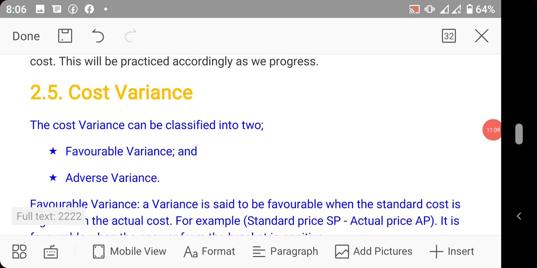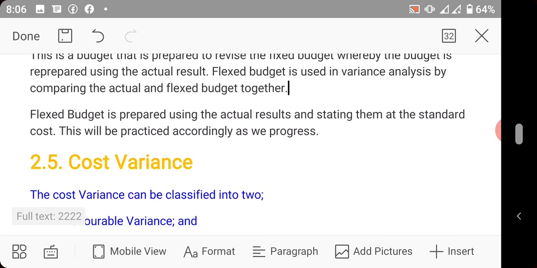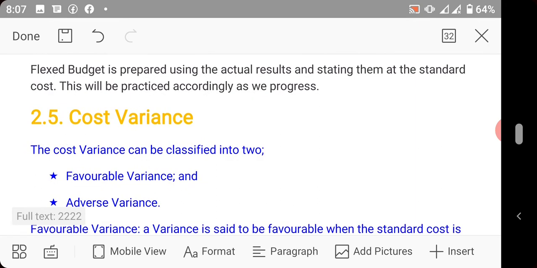So we'll talk still on that flex budget. Now flex budget, we prepare the fixed budgets using actual units produced and sold. So that is that for that.